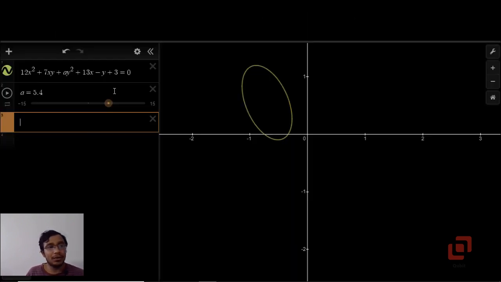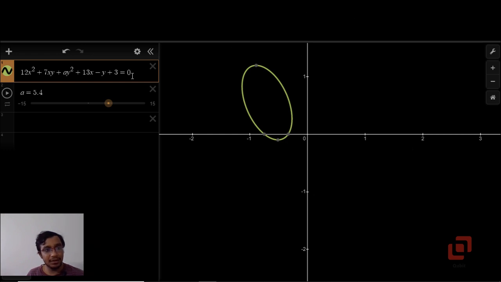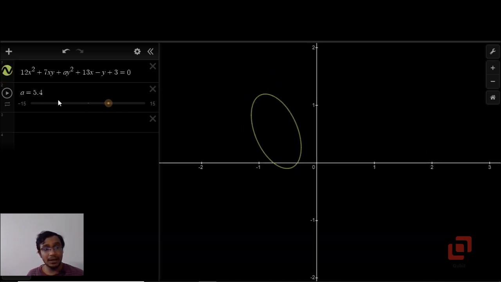On your screen you can see the equation 12x squared plus 7xy plus ay squared plus 13x minus y plus 3 equal to 0, and currently the value of a is 5.4 and it is representing an ellipse. Now clearly this equation can never represent a circle, because for a circle the coefficient of xy should be 0. Now just observe carefully what happens if I increase a. It just remains an ellipse. Now it would be interesting what happens if we go on increasing the value of a.